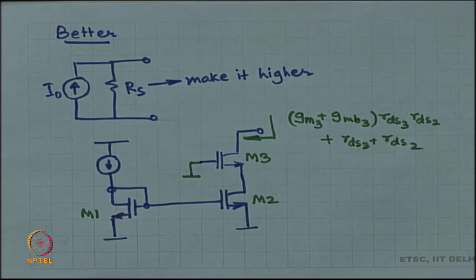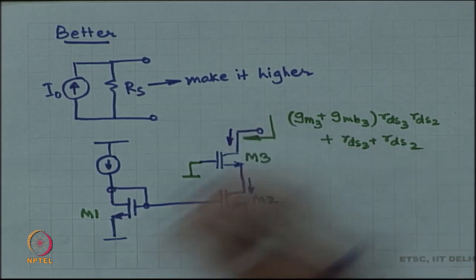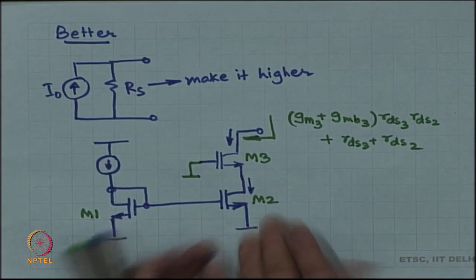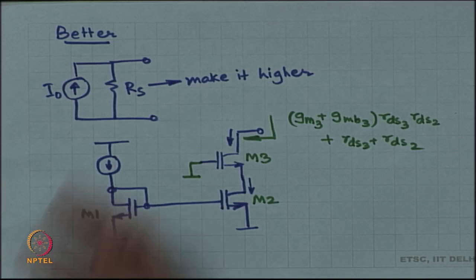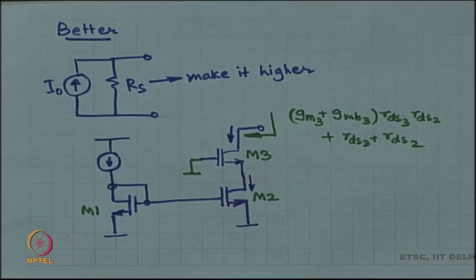What about the current? The value of the current remains the same. This current continues to come out through the drain, right. There is no change in the value of the current. All that changed is that the impedance became a lot higher. So, this suddenly is a much better current mirror than our original one. All I did was add M3 in cascode.